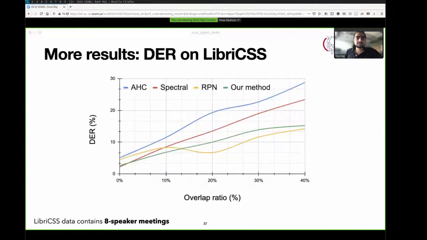Again, there's some more results on other data sets. In this graph, you can see as the overlap ratio increases for methods such as simple clustering-based solutions, the DER keeps increasing because, as expected, on high overlap conditions, it will do really badly. But our method and our PN, the methods which are overlap aware, do not linearly increase with overlap ratio. The DER stagnates after a while. Of course, it's still high for high overlap regions because, from what I mentioned earlier, the X vector extractor is not robust enough.